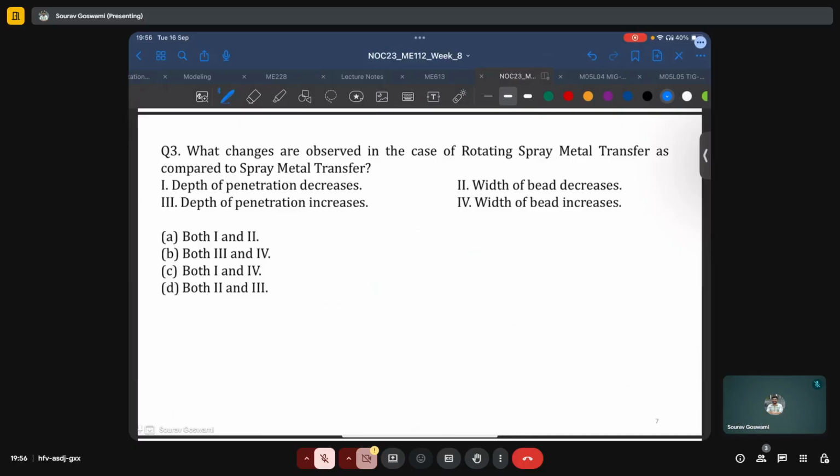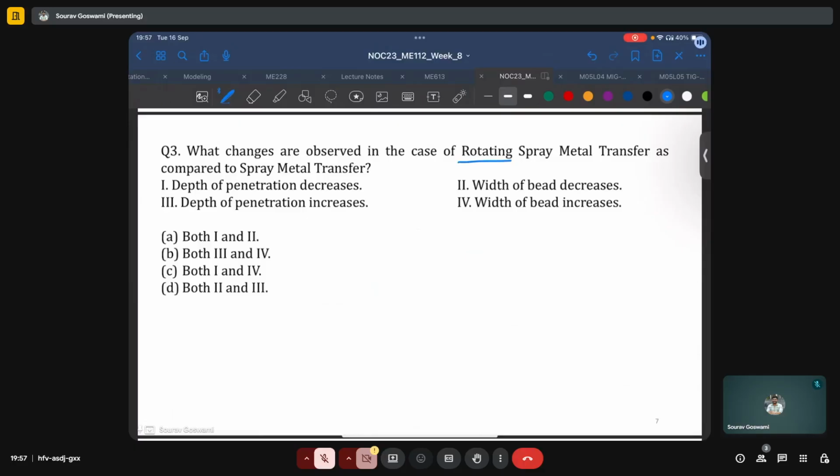Question 3 is asking us, what changes are observed in the case of rotating spray metal transfer as compared to spray metal transfer? That is, the rotational concept is added here. And what advantages or disadvantages can it bring? Does it lead to decrease in the depth of penetration? Does the width of the bead decrease? Does the depth of penetration increase? Or does the width of bead increase?